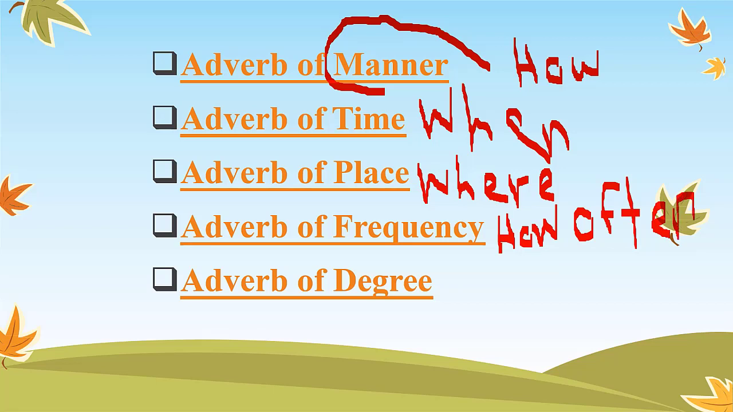Then adverbs of degree. An adverb of degree answers the question how much. What is the level of difficulty of the test? The test was very difficult. So very is an adverb. What part of speech is very? It's an adverb, and it's an adverb of degree.